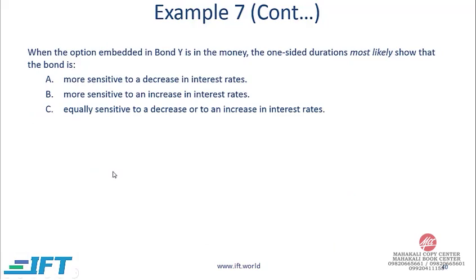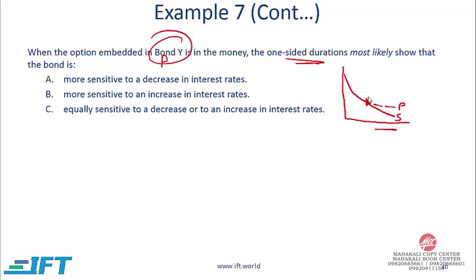Now try this. Here again, I suggest you sketch it out. So the solid line represents a straight bond. The dashed line here represents a puttable bond, which is what we are talking about. Say we are at this point. What does one-sided duration tell us? The bond is more sensitive to a decrease in interest rates. So from here, if interest rates go down, notice the slope is more relative to a situation where interest rates increase. So this indeed is the correct answer.